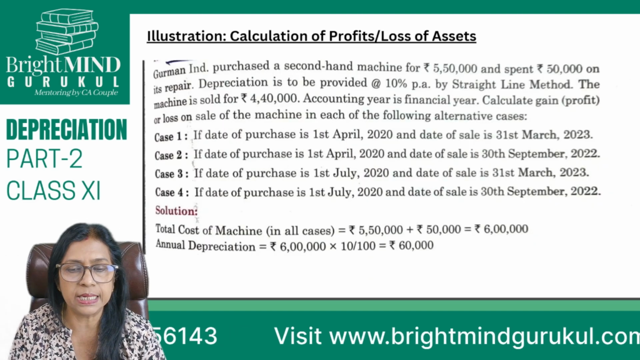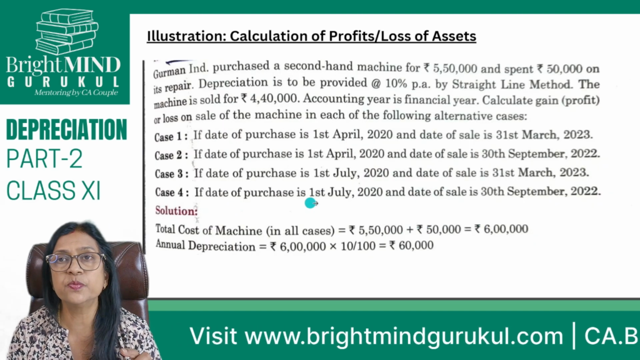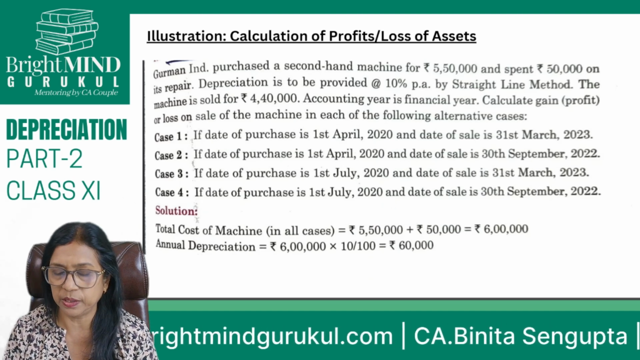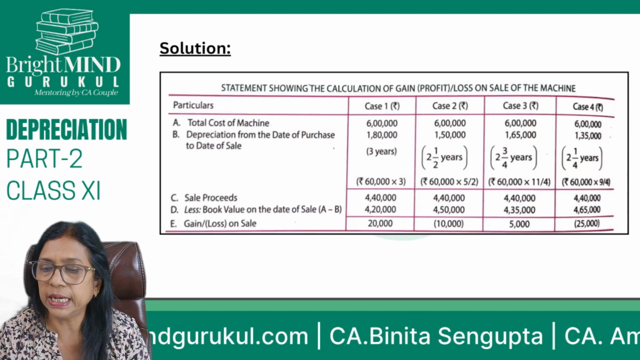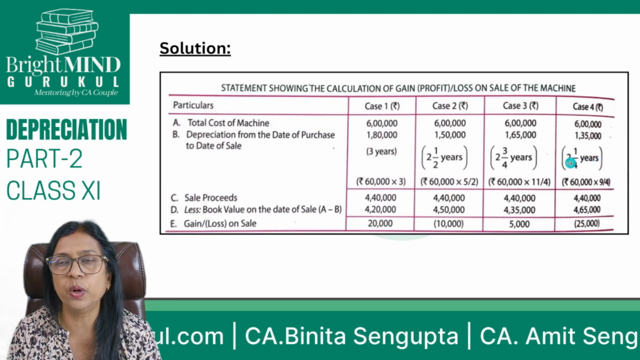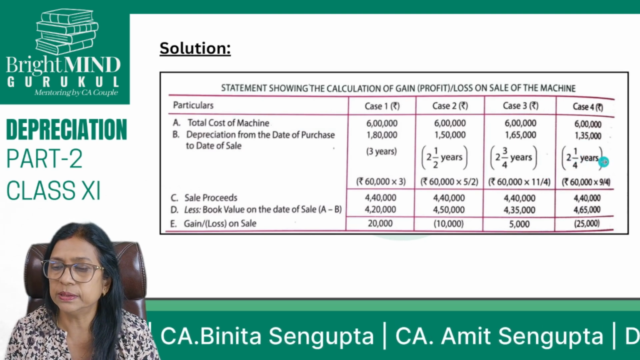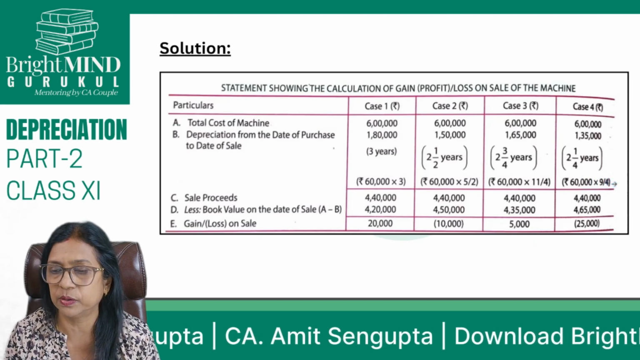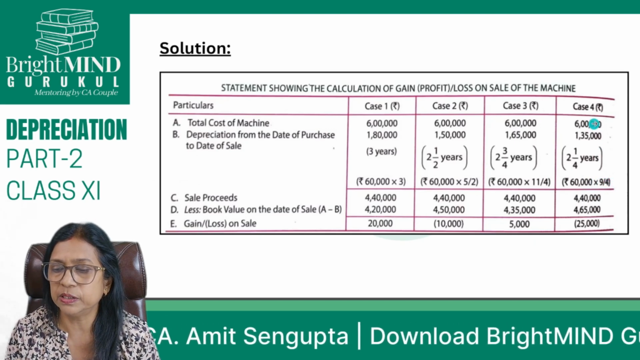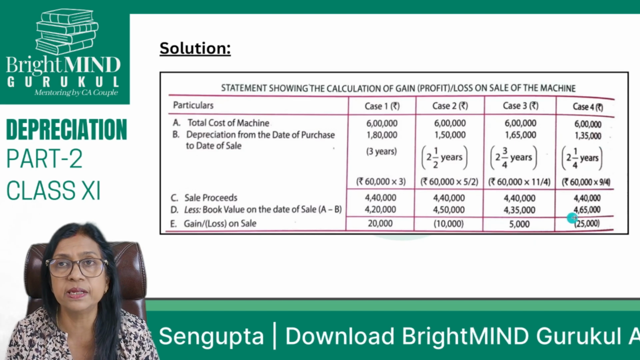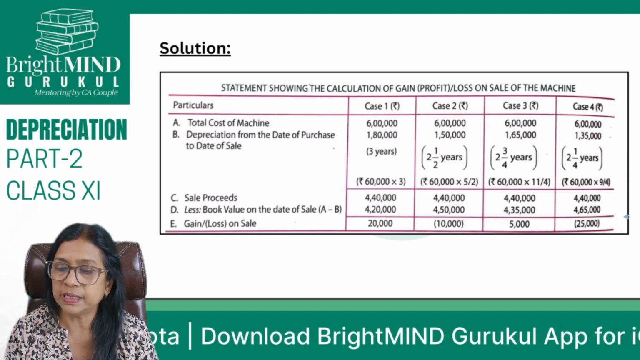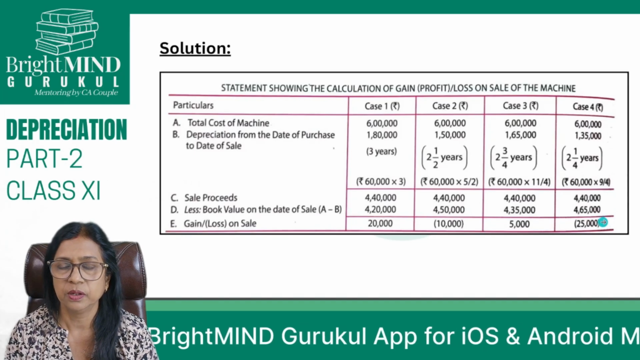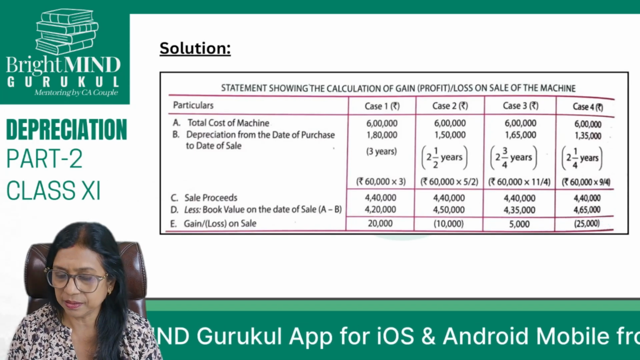And now coming to the last case, the date of purchase is 1st July 2020 and the date of sale is 30th September 2022. So again we'll calculate the number of years, that is 2 1/4 years. So the depreciation will be calculated likewise, it is 1,35,000. So 6 lakh minus 1,35,000 is 4,65,000. So that is more than the sale proceeds, so it's a loss of 25,000. So I hope this concept is clear.